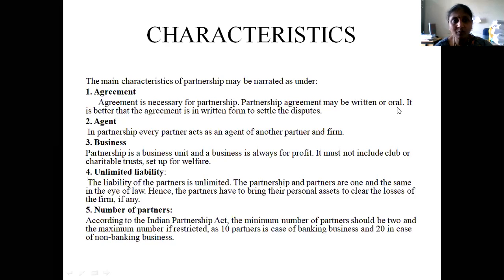The agreements are written or oral. It is better that the agreement is in written form to settle the disputes. So future lo edaina disputes vachinappudu vaatini settle chesukovali ante we should write the agreement in a written form anamata.